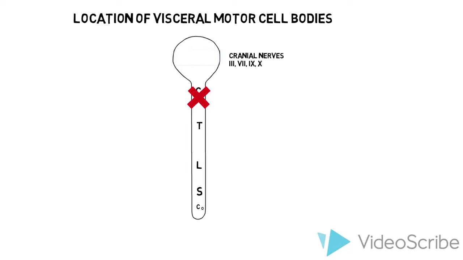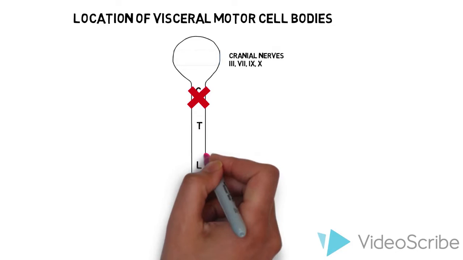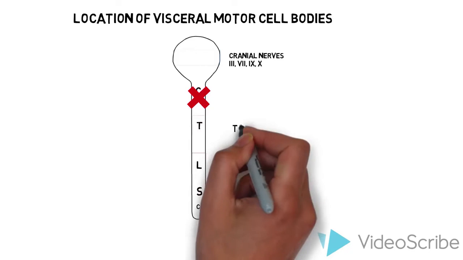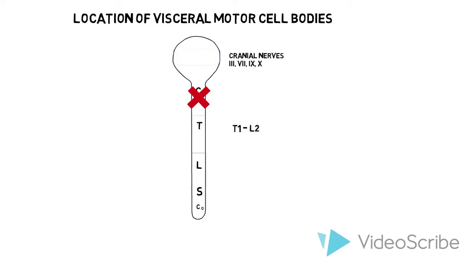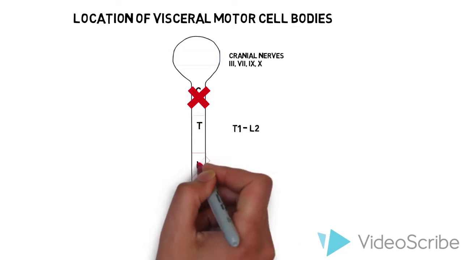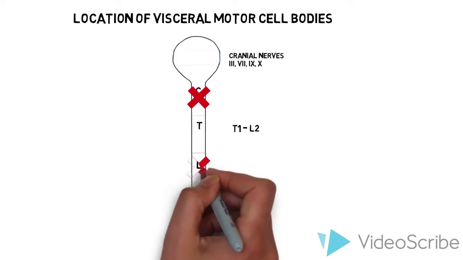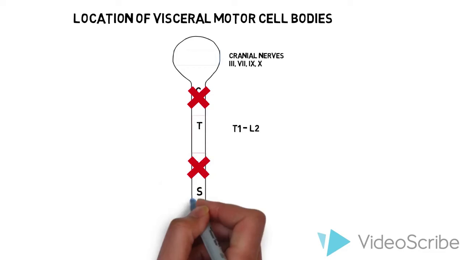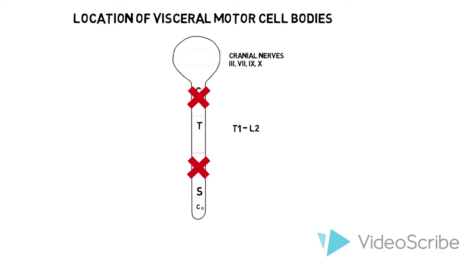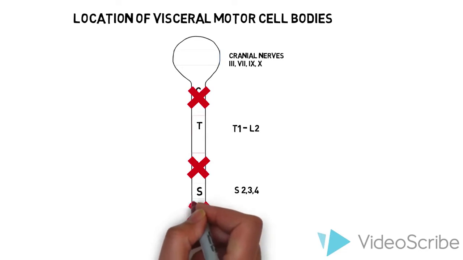The second area associated with visceral motor nerves is T1 to L2 spinal region. No visceral motor nerves are found associated with or emerging from the lower lumbar and upper sacral regions. The third area is sacral region S2-3-4. No visceral motor nerves are associated with S5 or the coccygeal region.